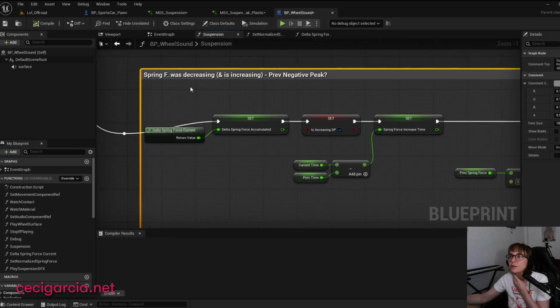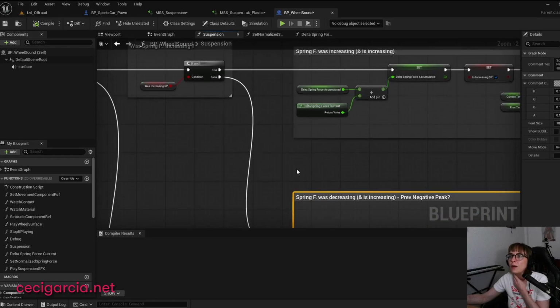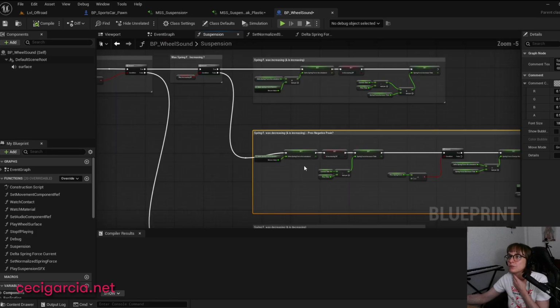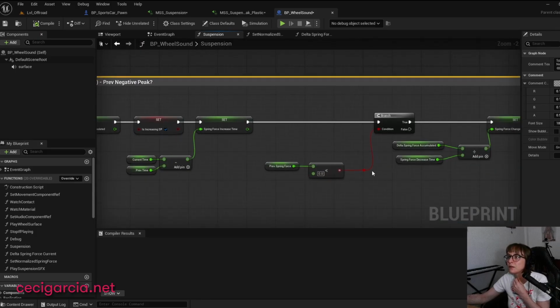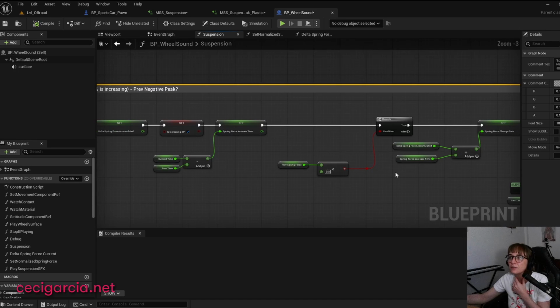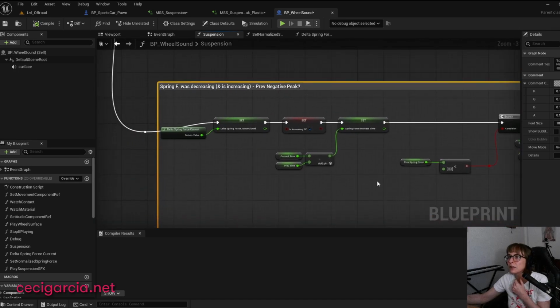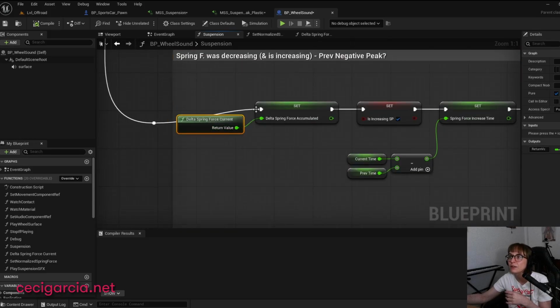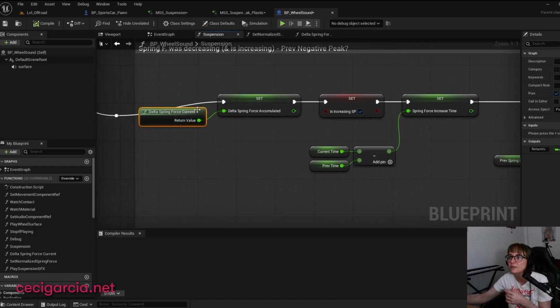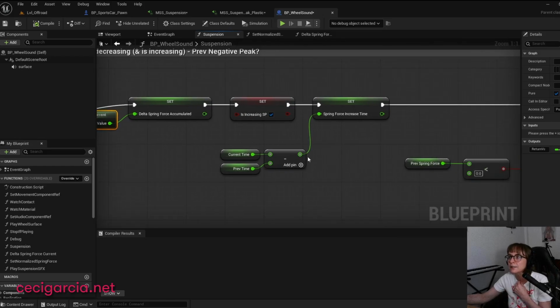So if the spring force was decreasing but is increasing, if the previous value was negative, we know it was a negative peak, the previous frame, right? So first, since it was decreasing and now it's increasing, the delta spring force accumulated is reset. So it's just the current delta spring force. I don't have to add anything to this.